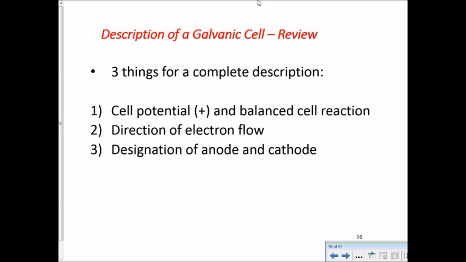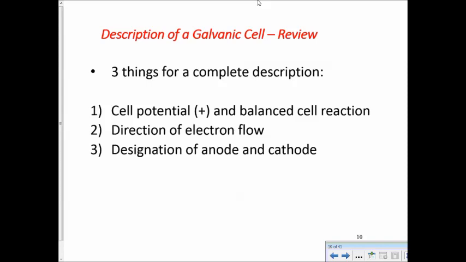A couple of things to review before we get into some of the other equations. Things for a complete description of a galvanic cell. Must have a positive cell potential. Must have a balanced reaction, and we balance it based off of what? This is where everybody messes up on the test too. They see a redox reaction and they start balancing, but what do they forget to do? Balance it based off the electron number. So positive E cell, must balance the reaction based off the electrons.